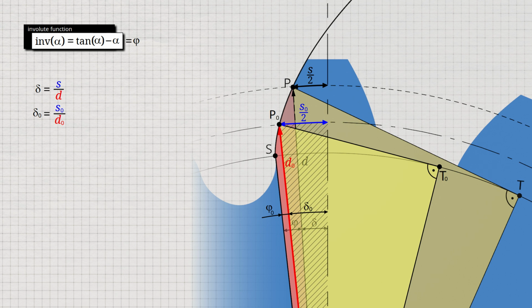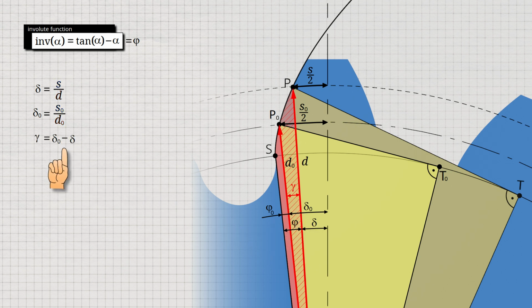A relationship can now be established between the two tooth thicknesses S and S0 using the angle gamma marked in red. The angle gamma can be calculated from the difference between the angles delta 0 and delta. Alternatively, the angle gamma can be calculated from the difference between the angles phi and phi 0. The angles delta and delta 0 are expressed by the previously derived relationships. The angles phi are expressed by the previously derived involute function. In this way, we obtain the given equation.